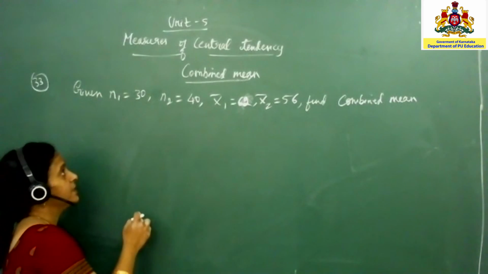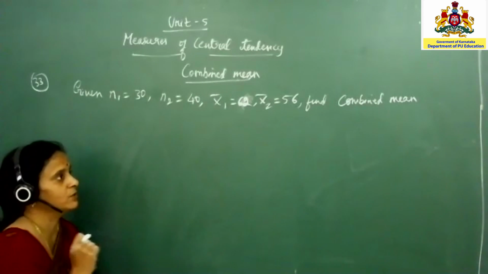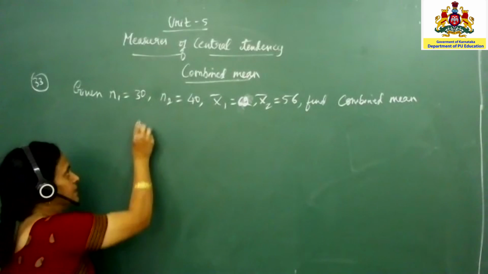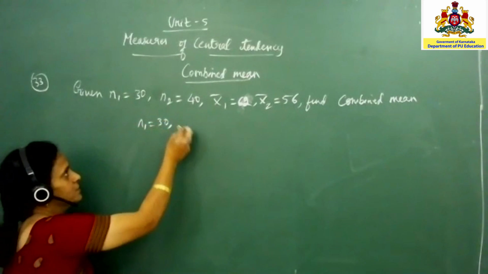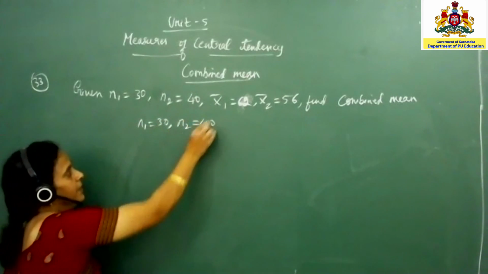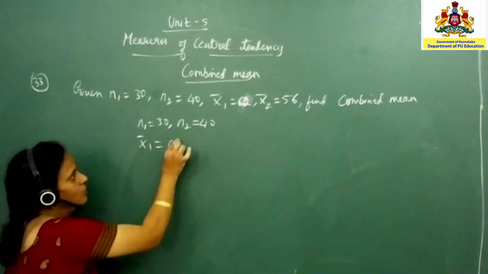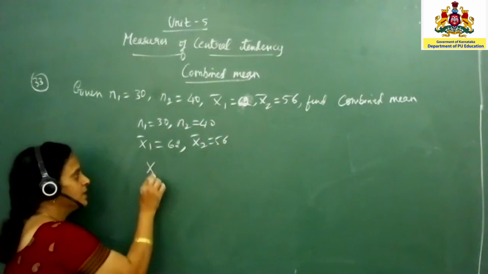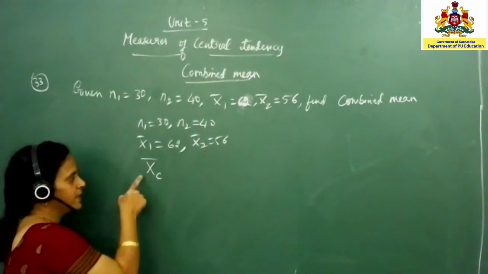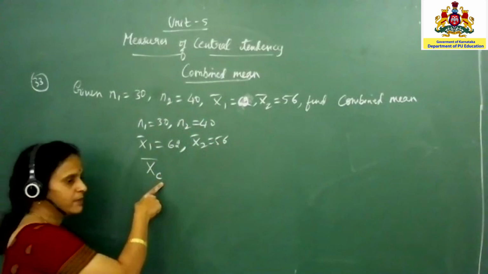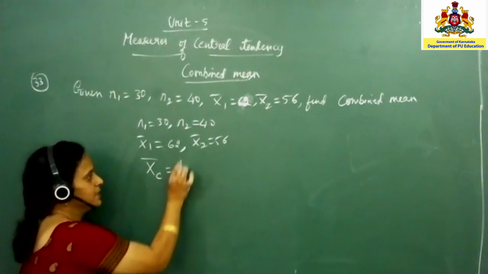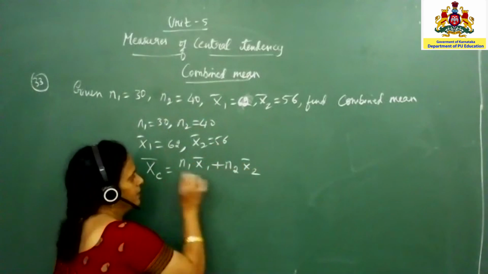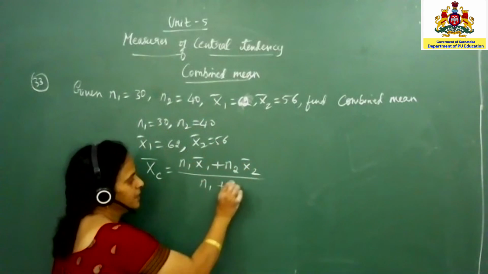Given n1 as 30 and n2 as 40, with x bar 1 and x bar 2, we have to find the combined mean. To start with the solution, let me take up the given data. n1 is 30, n2 is 40, x bar 1 is 62, and x bar 2 is 56. I'll use the combined mean formula. x bar c, the combined mean, is given by n1 x bar 1 plus n2 x bar 2 divided by n1 plus n2.